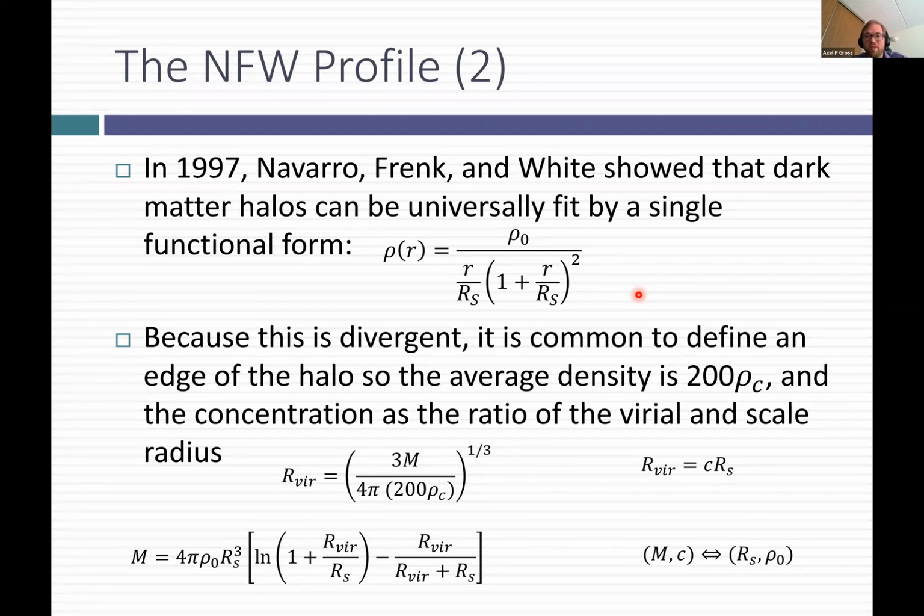So the NFW profile is very accurate, useful, and widely used for many things. It's been shown to best fit between 5 and 100% of the virial radius, although it does decently well above and below that as well, but not as well. The best fit is in that region.